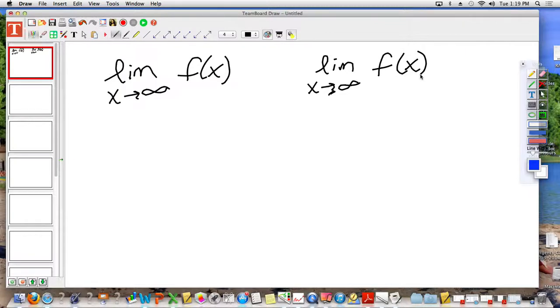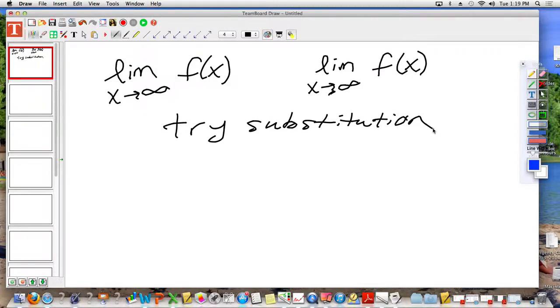The first thing that you need to do is just try substitution. Try substitution to begin with, and then I'll show you what your possibilities for outcomes are here in just a minute. Try substitution first. So let's say, for example, that I ask you to find the limit as x approaches infinity of 6x. What is the value of this function as the x value approaches infinity?